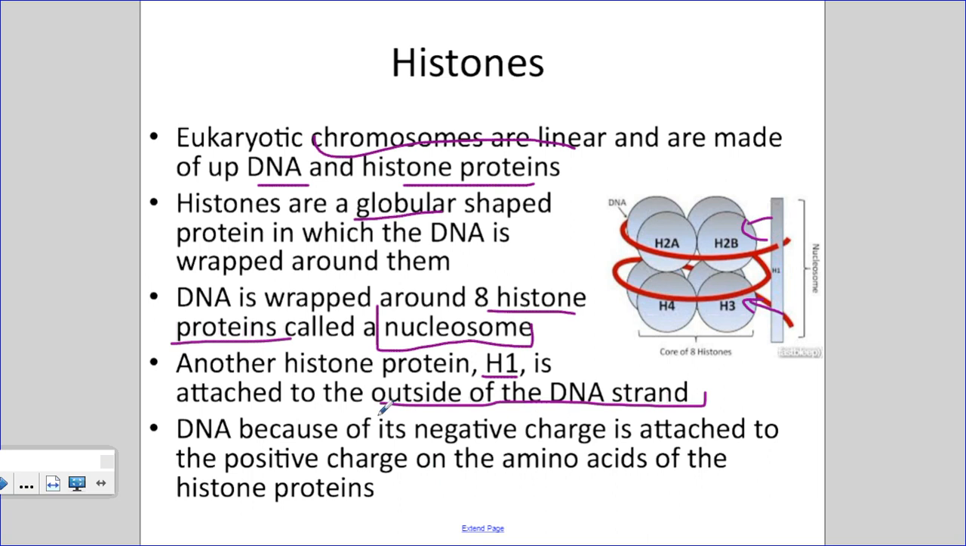And as discussed before, DNA is negatively charged, and because of this negative charge, it is going to be attracted to the positive charge on the histone proteins. Histone proteins generally have a lot of positively charged amino acids on them, and so this creates that positive attraction between them.